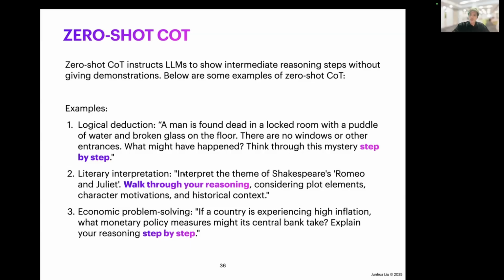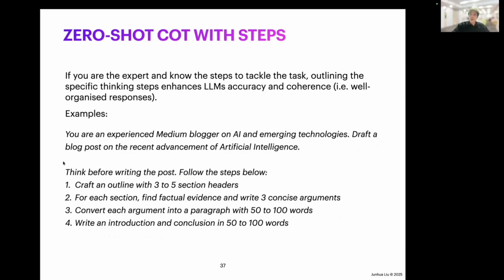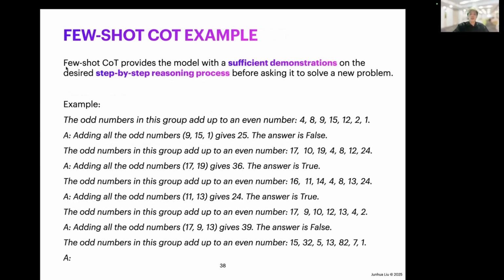Here are some more examples of zero-shot COT. We can ask the LLM to perform certain tasks step by step, or we can ask the LLM to walk through its reasoning and so on. If we are an expert of the task, we can also include further instruction for the LLM to follow our given steps without giving an example. That is zero-shot chain of thoughts with steps.